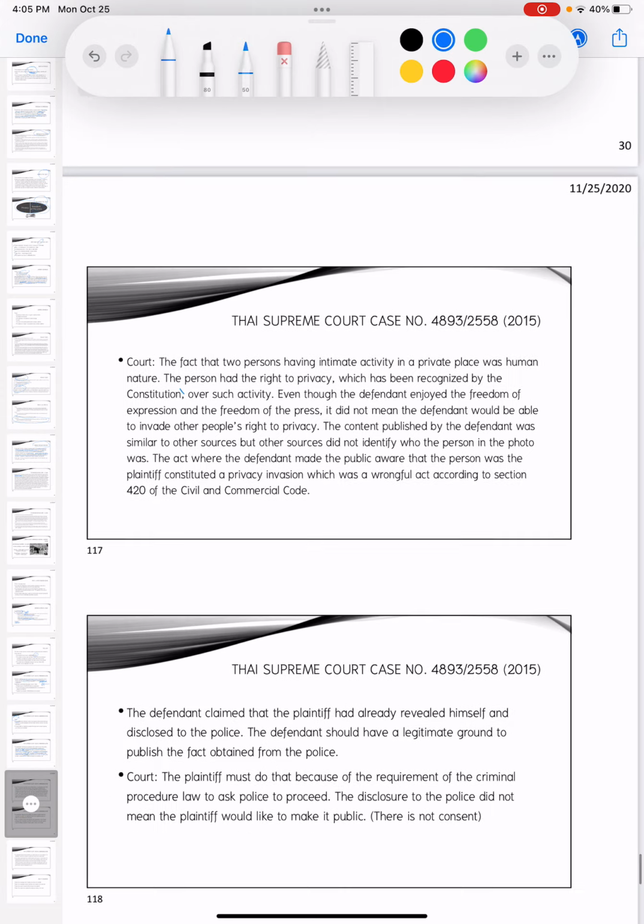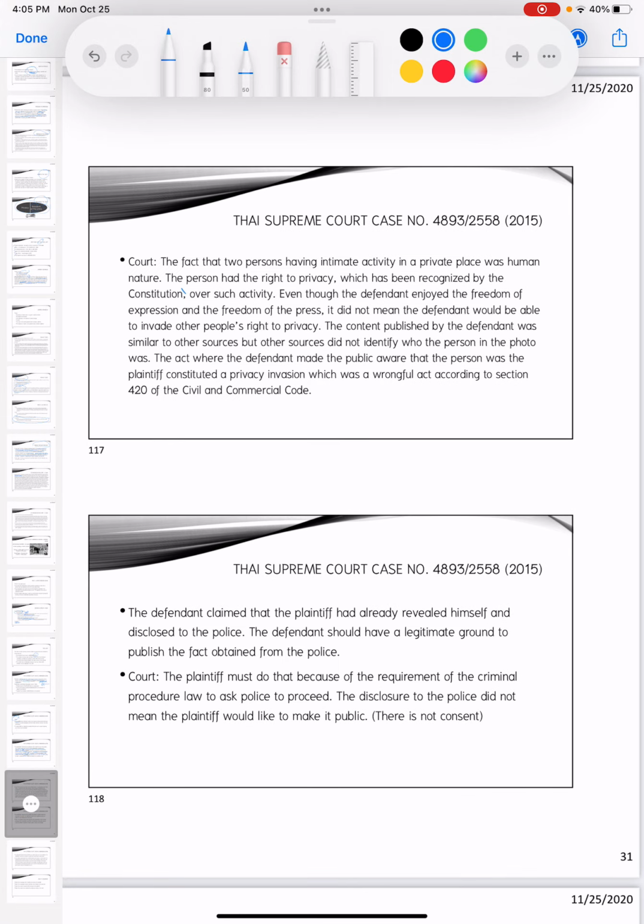But the court said that this argument was not valid. When two persons have intimate activity in a private place, by human nature, the person has the right to privacy, which has been recognized by the Constitution over such activity. Even though the defendant enjoys freedom of expression and freedom of the press, it doesn't mean that the defendant would be able to invade other people's right to privacy.